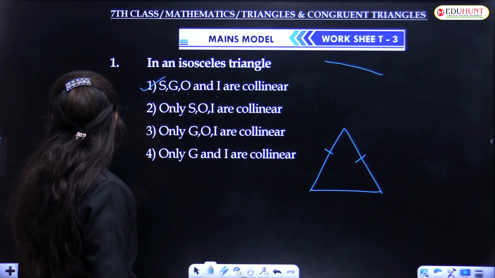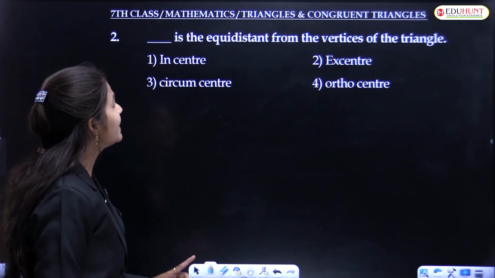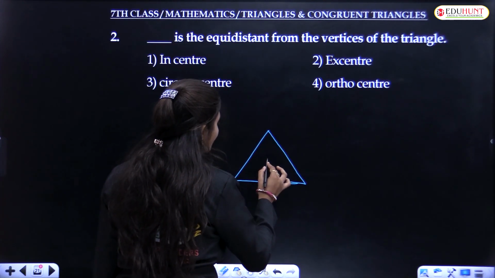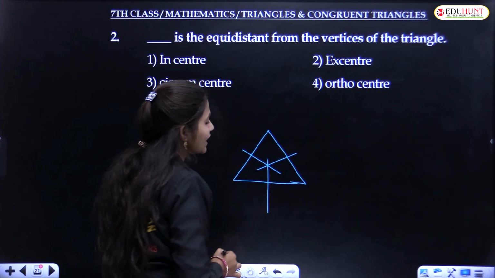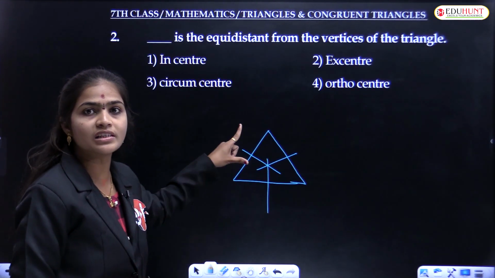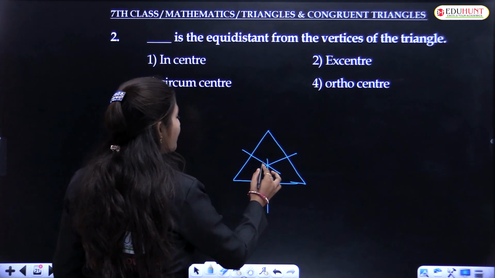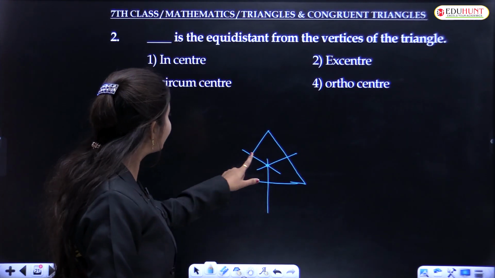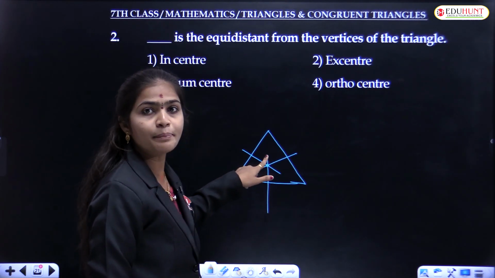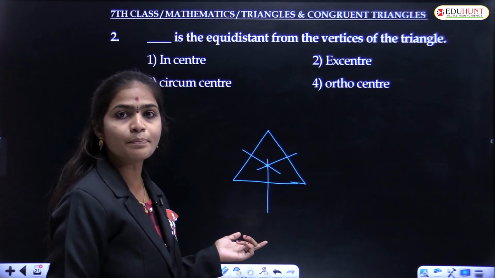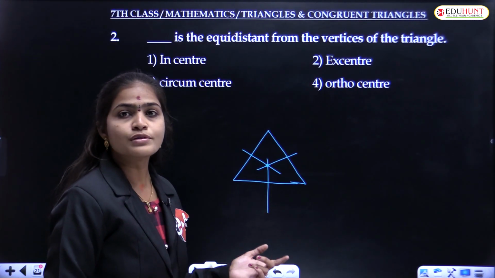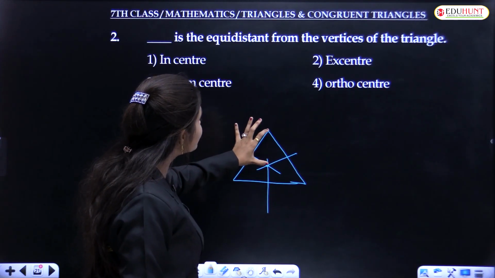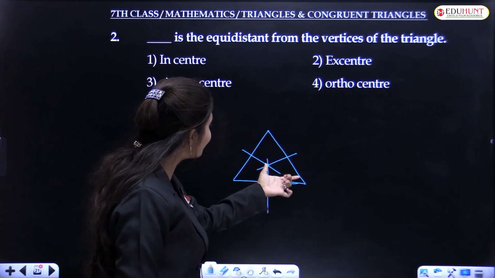Next one: dash is equidistant from the vertices. Equidistant from the vertices means that when you take the perpendicular bisectors, they need not touch the vertices. What is the concurrent point formed by the 3 perpendicular bisectors? What do we call that point? Circumcenter. While telling you about the circumcenter, I told you that it is always equidistant from its vertices.